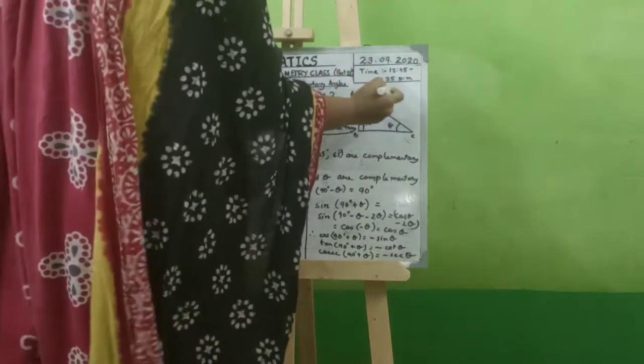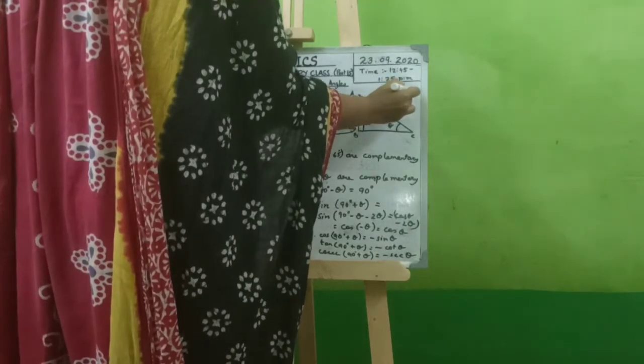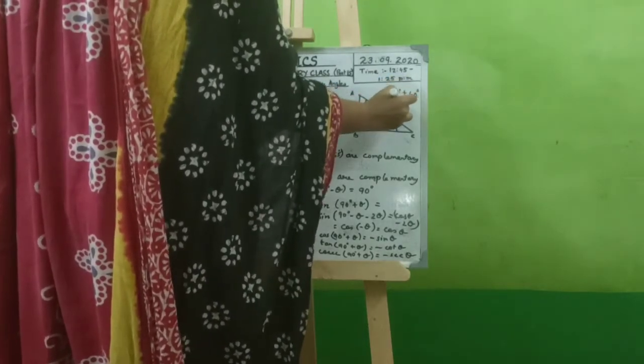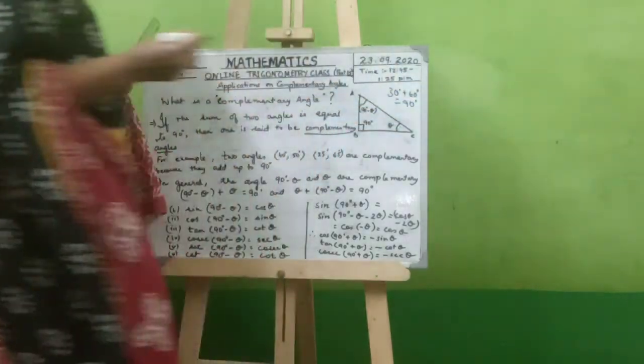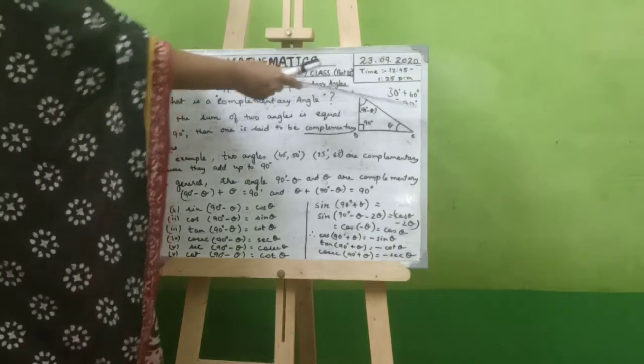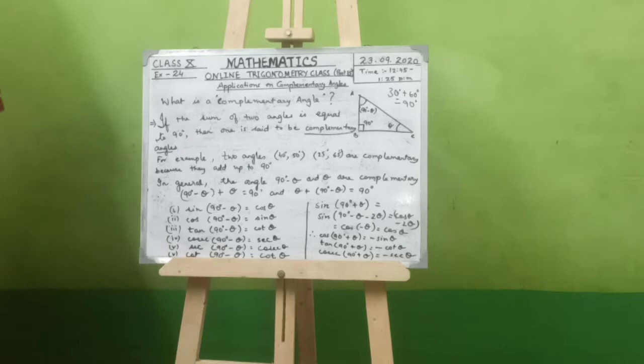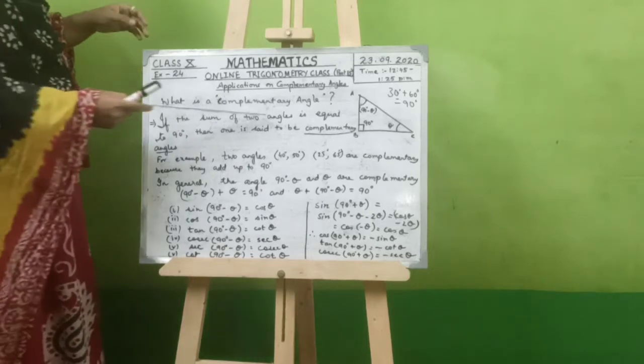That means two angles, suppose 30 degrees and 60 degrees. If they join together, what do they become? 90 degrees. So 30 degrees and 60 degrees join together and become 90 degrees. So this is a complementary angle. They form complementary angles. So what is a complementary angle?